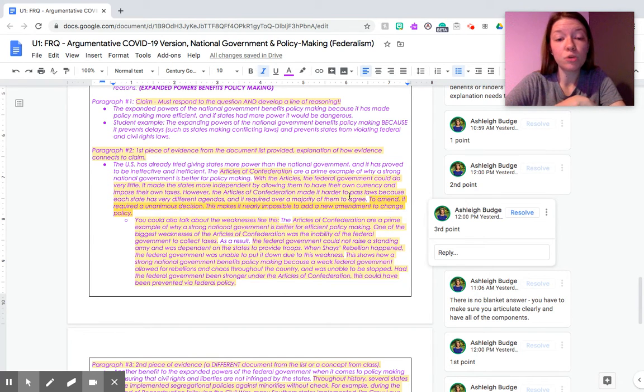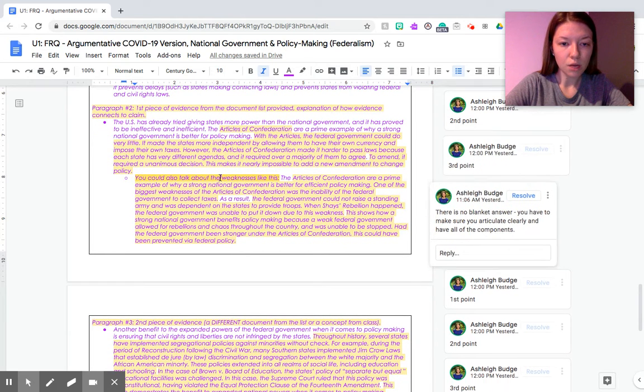I could probably even be more specific here and talk about how, when states had this much power and a unanimous decision among states was required, it made it nearly impossible to add an amendment and to create policy or change policy, right? Again, reflecting back on, okay, Articles of Confederation, states had all the power, national government was weak, that didn't work. So here's why we need a national government with more power. Okay. Another example comes from this.